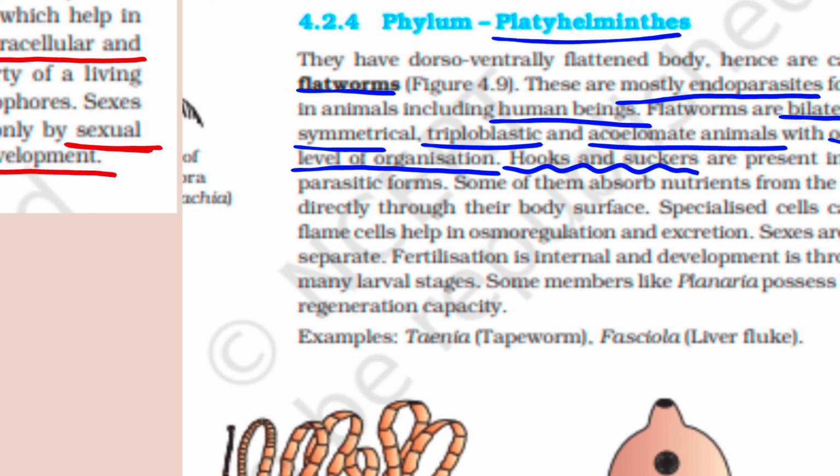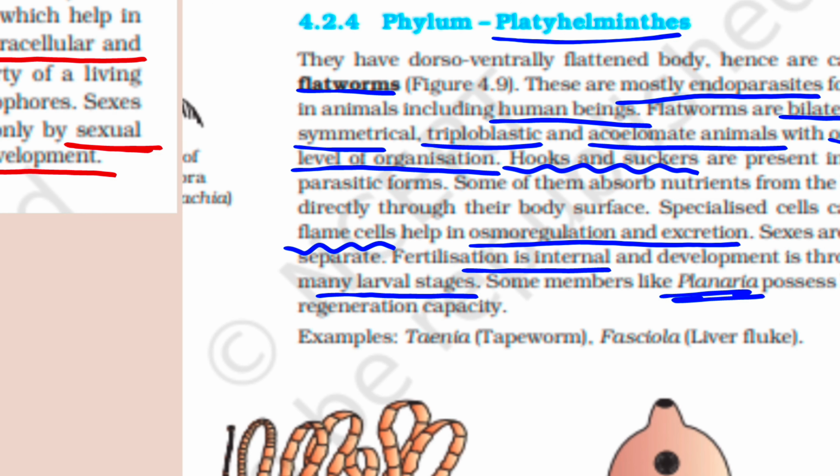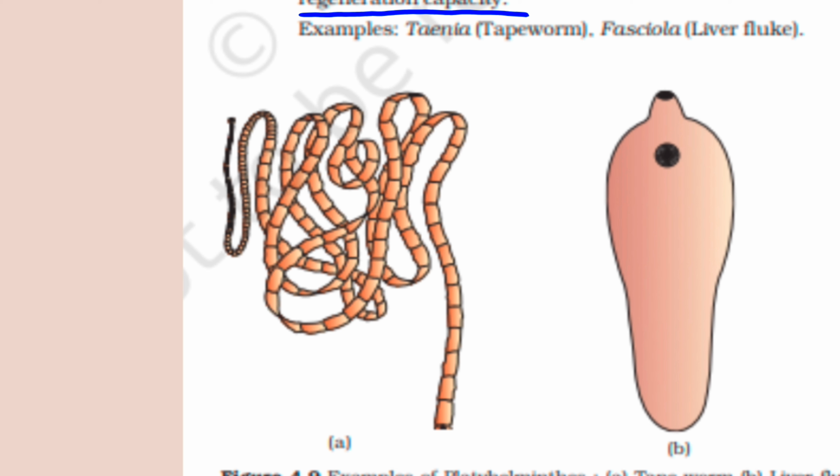Some of them absorb nutrients from the host directly through their body surfaces. Specialized cells, flame cells, help in osmoregulation and excretion. Sexes are not separate. Fertilization is internal and development is through many larval stages, which means indirect. Some members, like Planaria, possess high regeneration capacity. This is tapeworm, which means Taenia, and this is liver fluke, Fasciola.